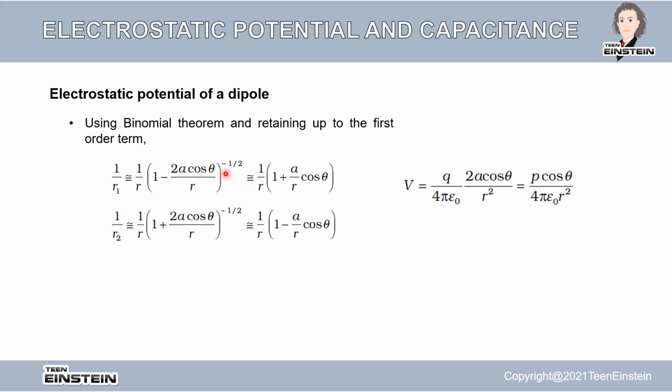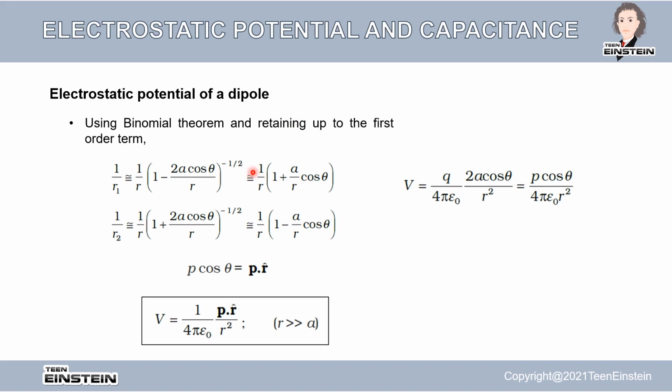Okay, now we are going to apply this in the previous equation. When you substitute this in the previous equation and rearrange, you get V equal to q by 4 pi epsilon naught into 2a cos theta by r squared. We know that 2a into q is nothing but p, because p is the dipole moment, which is one of the charges multiplied by the distance. So p equals 2a into q, and we substitute 2aq equal to p. Then we get p cos theta by 4 pi epsilon naught into r squared.